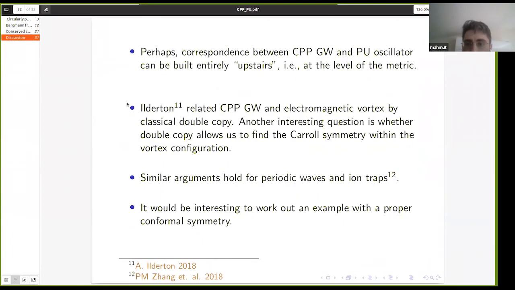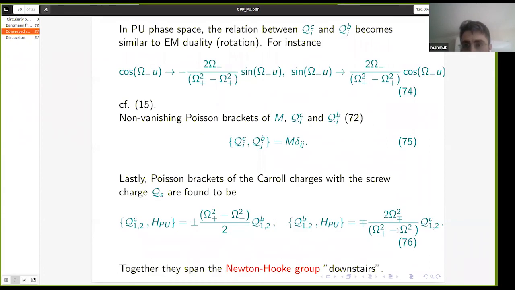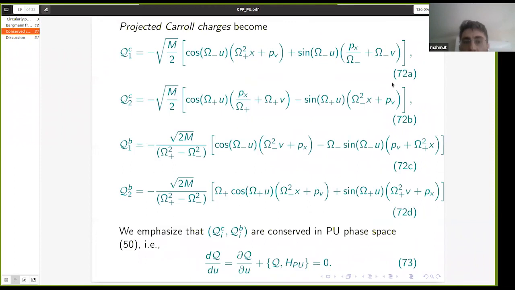So in their system, for instance, in the literature, this omega plus should be 3 times omega minus. In my case, you don't need such a relation. You only need that omega plus should be bigger than omega minus. So this should be omega minus. There's a typo here and nothing else. And this is very natural, you see.